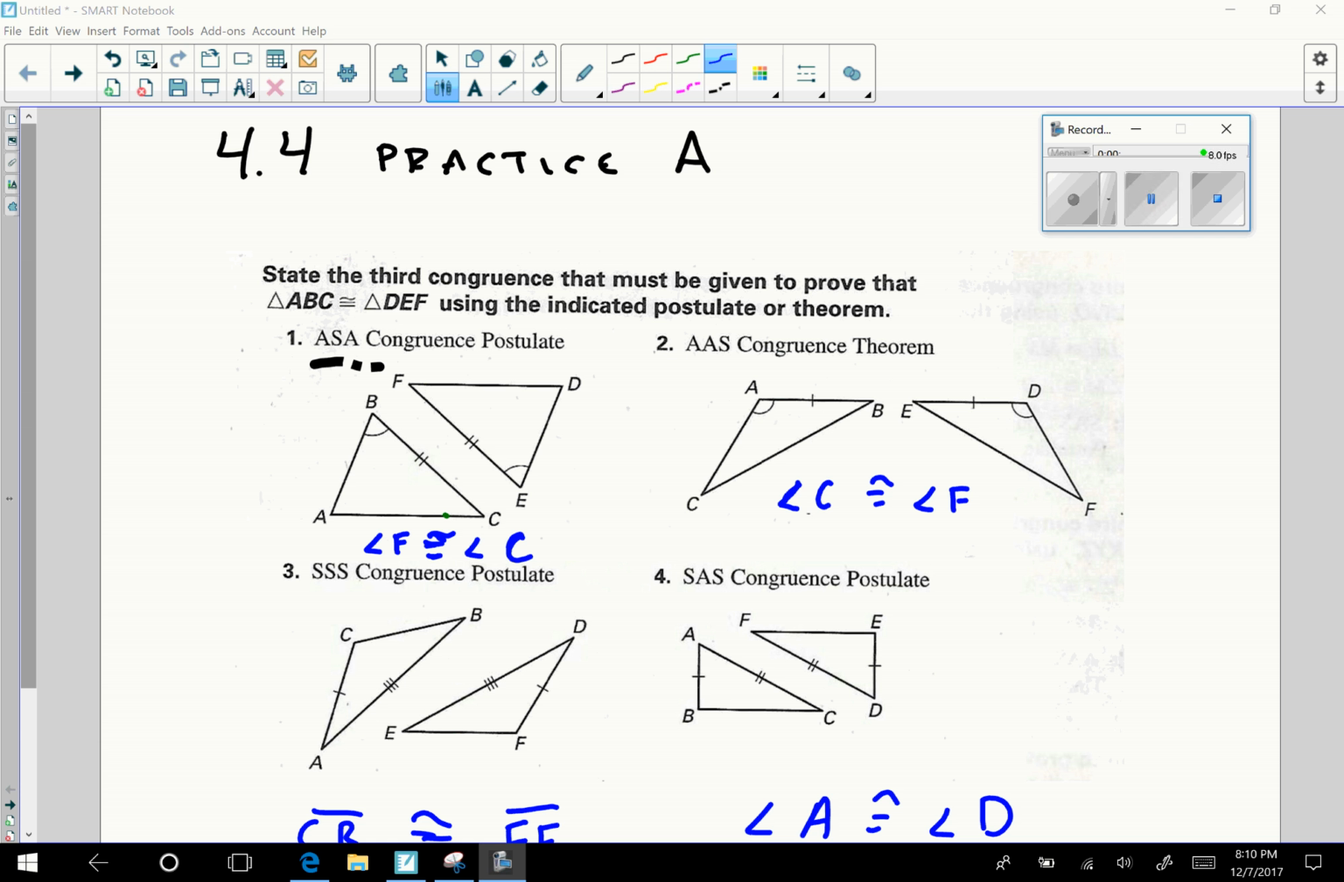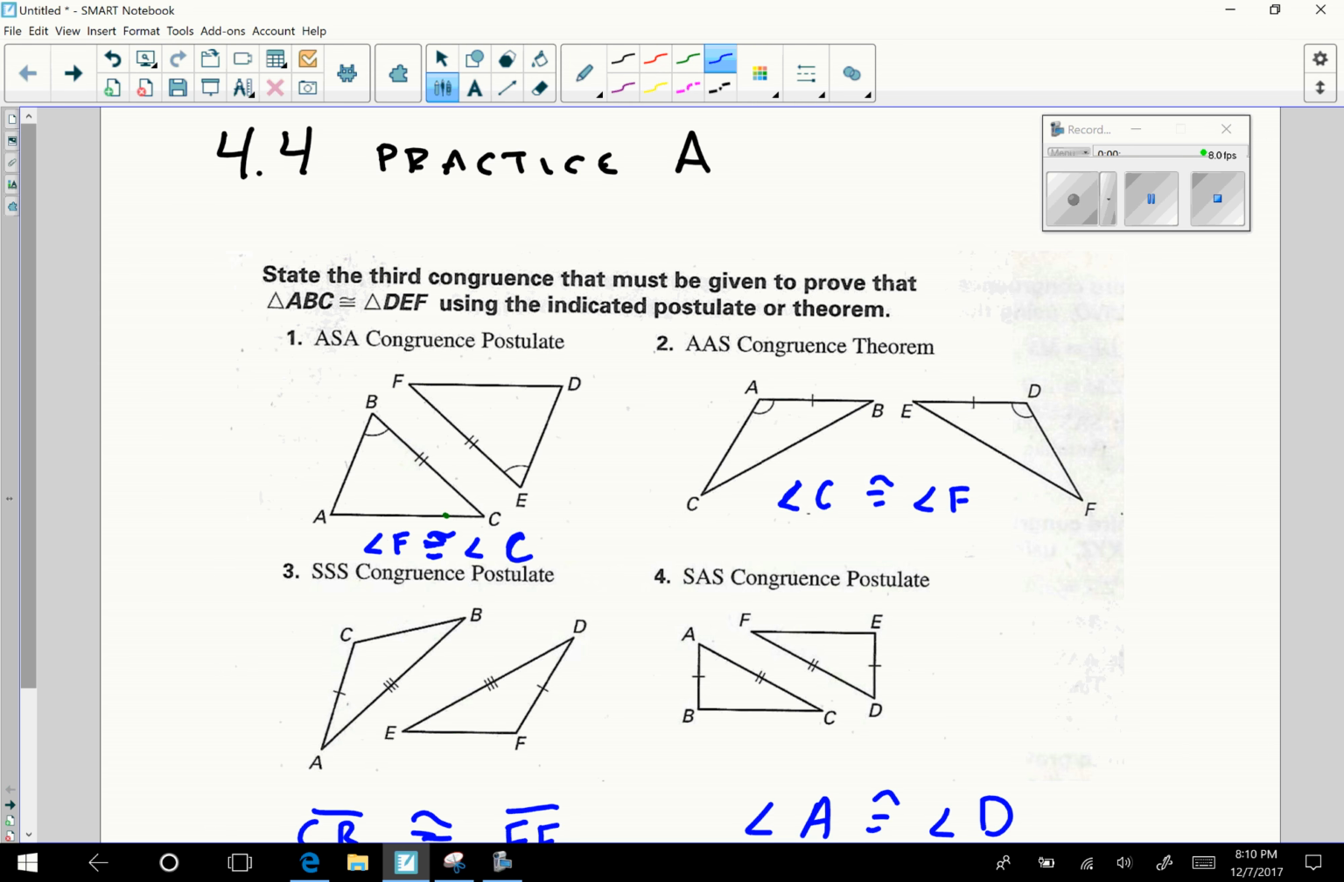Let's look at some problems from section 4.4 to help us on tomorrow's assessment. First few problems should be fairly straightforward. We'll take a look at them.